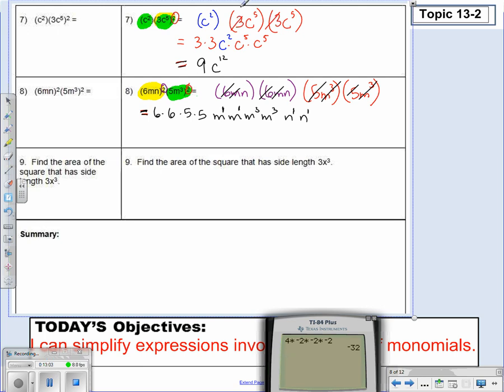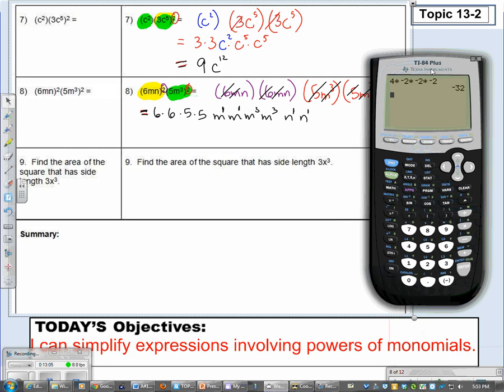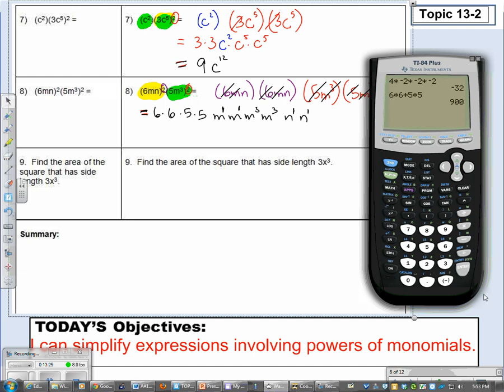So now we'll use our calculator to multiply those big old numbers up front. Let's start that again. 6 times 6 times 5 times 5. Press enter. We have 900.